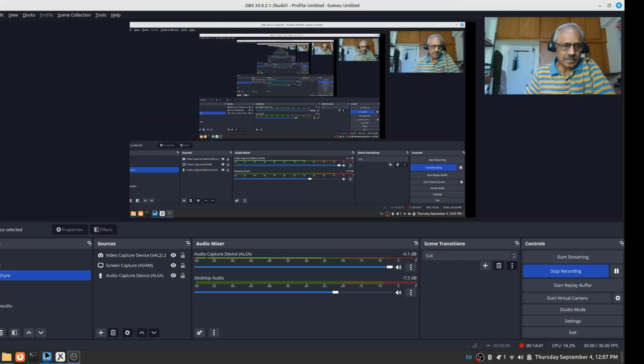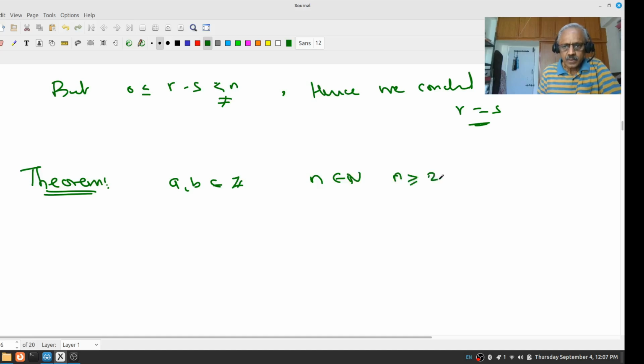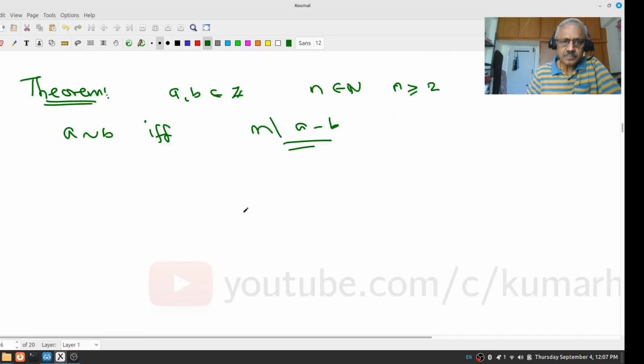Okay, let's go by. So what have we shown? So this is a major result which you will use often. Okay, let me call it a theorem. It is a laughable, but it's okay. What is the theorem? A and B are in Z. N is a natural number, N greater than or equal to 2. Then A is related to B if and only if N divides A minus B. Is that okay? Right. So pause, review, proceed.